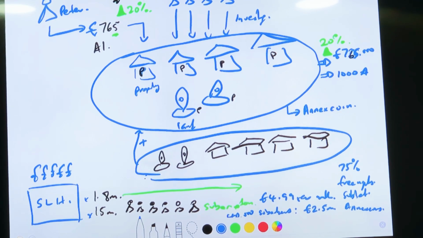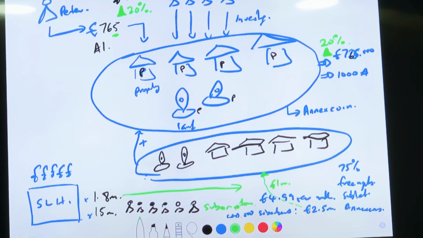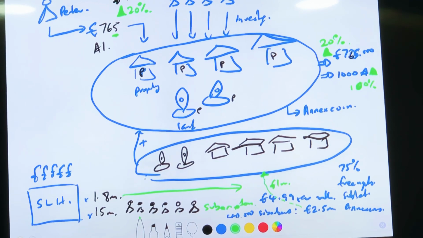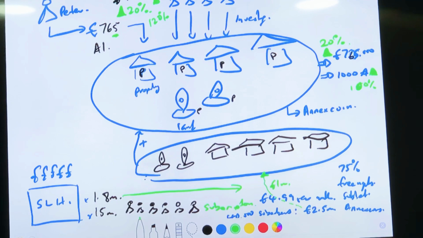Okay. Now, what can we do? We can decide to take 1 million of that money and invest. So we take 1 million and we invest it into buying more real estate, thereby increasing the value of Annexcoin. And at this point, we have now increased the value of Annexcoin by over 100%, because if the valuation is £917,000 and we invest £1 million, then Peter's Annexcoin is no longer 20% increased valuation. His Annexcoin is now 120% increased valuation, which when you think about it is not that bad at all.